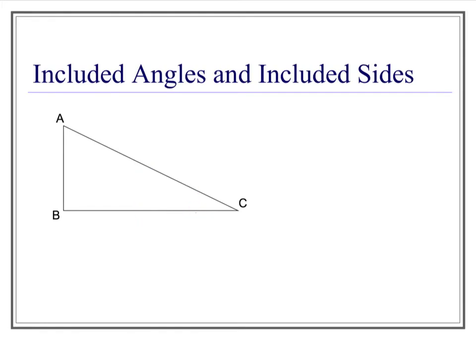So if I wanted the included side, and we were dealing with two angles, angle A and angle C, the included side would be in between angles A and C. It'd be line segment AC.